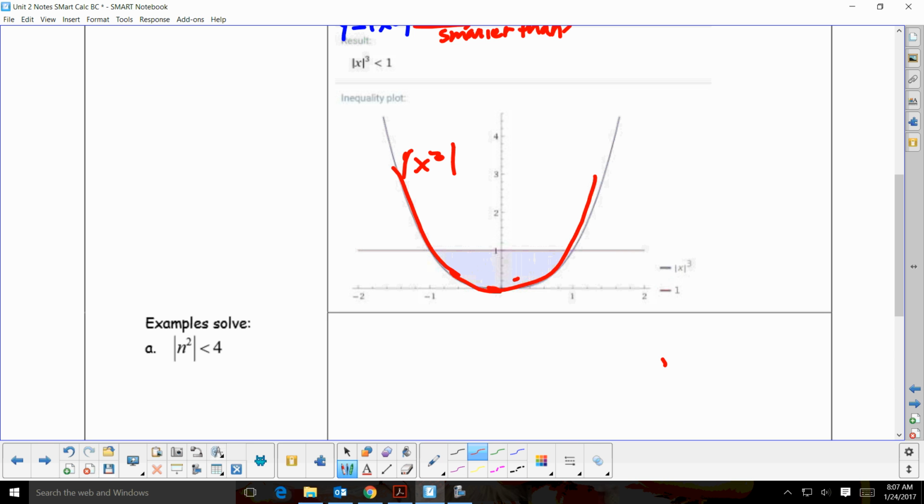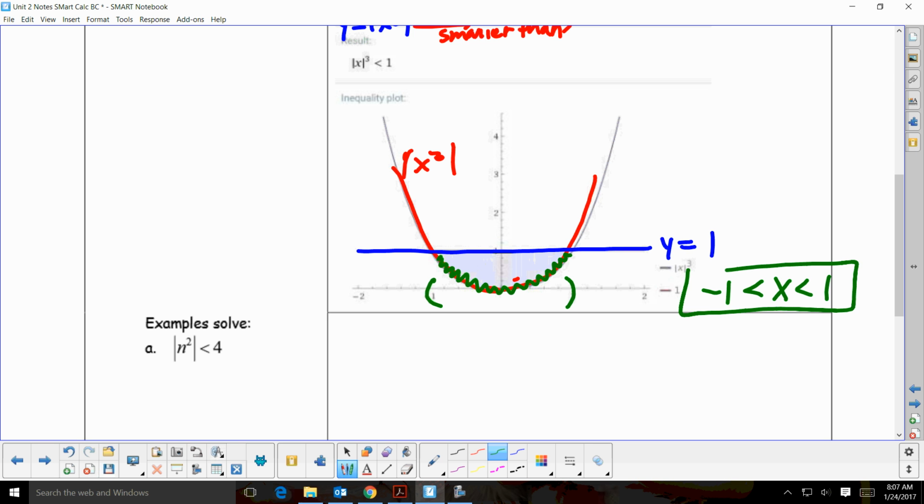So this is the absolute value of x cubed when I see it. Then I go and I graph y equals 1. So then this is where the graph is smaller. Yes? And it just wanted less than or equal to, which works on this interval. Agreed? So what's my final solution here? Where x is between what? -1 and 1. That would be my answer.